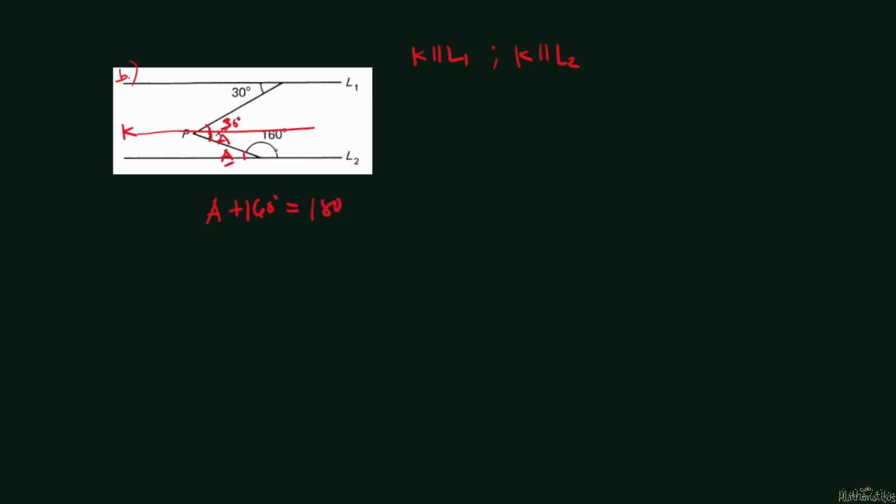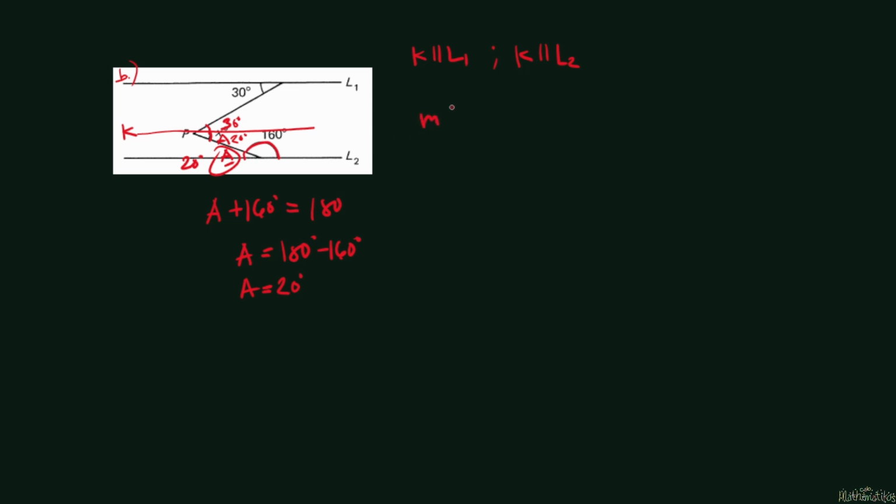since angle A and this angle here form a linear pair, or they are a straight line. So we can say that our angle A is equal to 180 minus 160 degrees. So our angle A is equal to 20 degrees. So our angle here is 20 degrees. That means that our angle here also is 20 degrees.